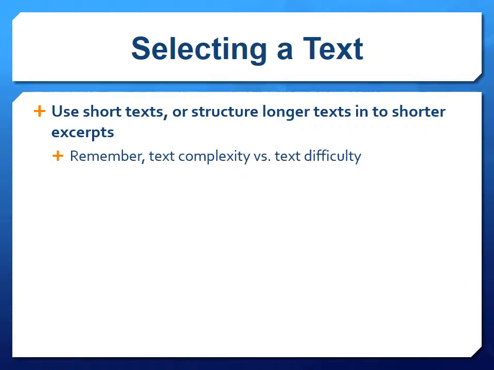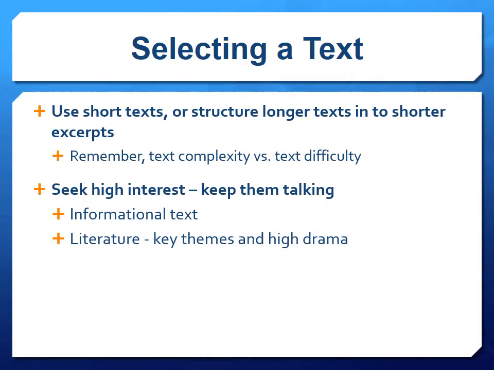So you want to make sure that the text is at their level and it's something that they're not going to get super stressed reading, or it's going to take away from the actual meaning of the text. You want to look for something high interest, something to keep them talking. This could be informational text, it could be literature text. Try and look for something like a newspaper article or an online journal, something that's a little bit different that, again, is going to keep their interest.